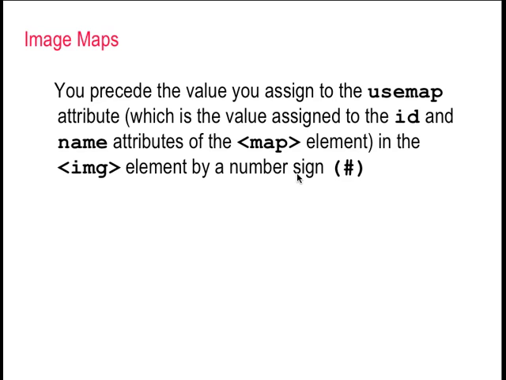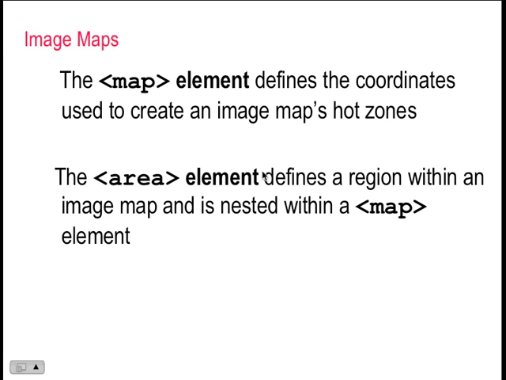And then you assign the value to the use map attribute itself. So we have a value assigned to ID, we have a value assigned to name attributes. It's all in the map element. And then in the image element, we have a number sign that basically refers to the particular image map areas that we have identified. So the map element defines the coordinates. It's used to create the image map's hot zone. The area element defines the regions. So we have the hot zones and we have the regions that we have nested inside of the map element.